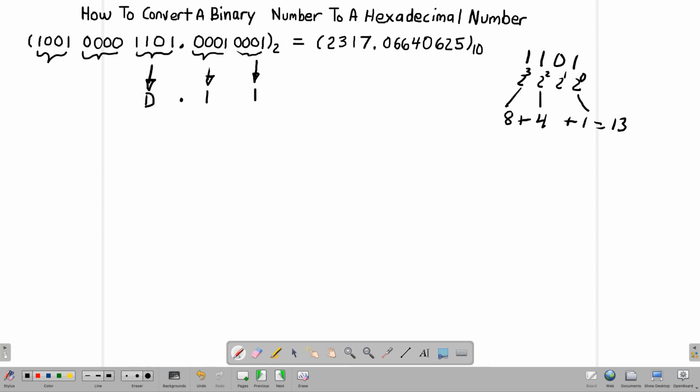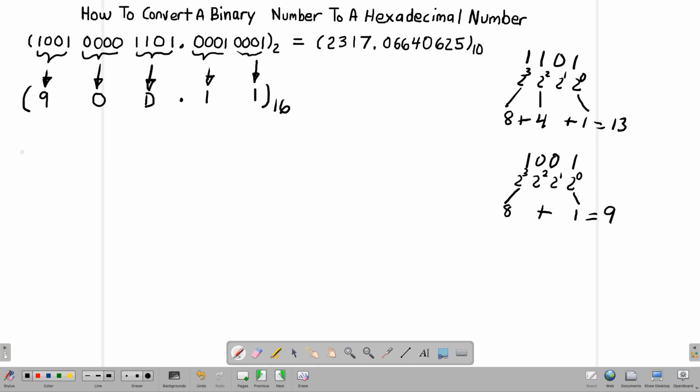We have all zeros here, so this hexadecimal value is 0. And then we have this final group, 1, 0, 0, 1. We look at the positions, and the ones turned on are 2 to the 3rd power and 2 to the 0th power. So we add that up: 8 plus 1 equals 9. All right, so this is our hexadecimal value.